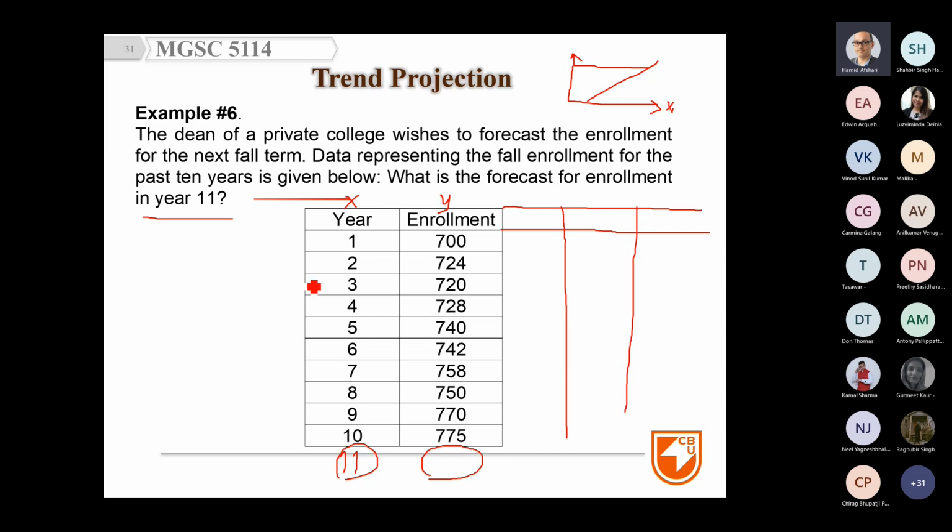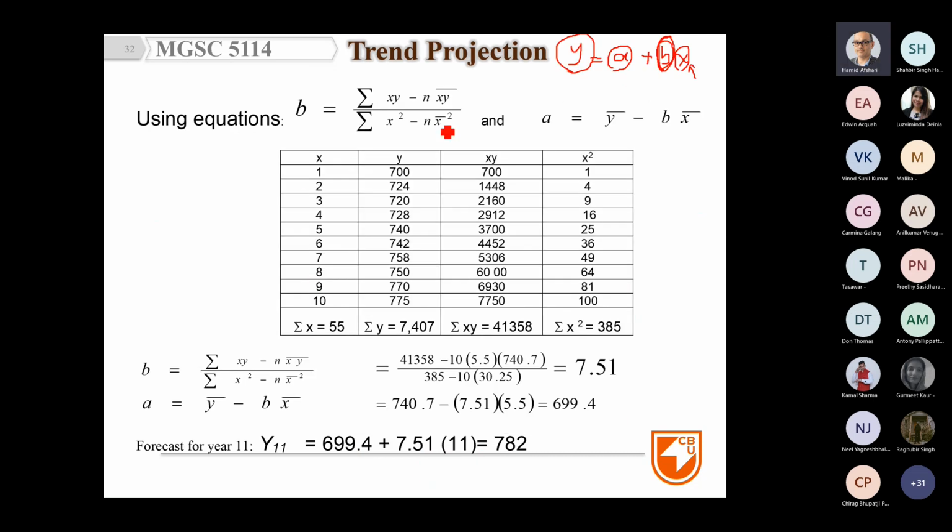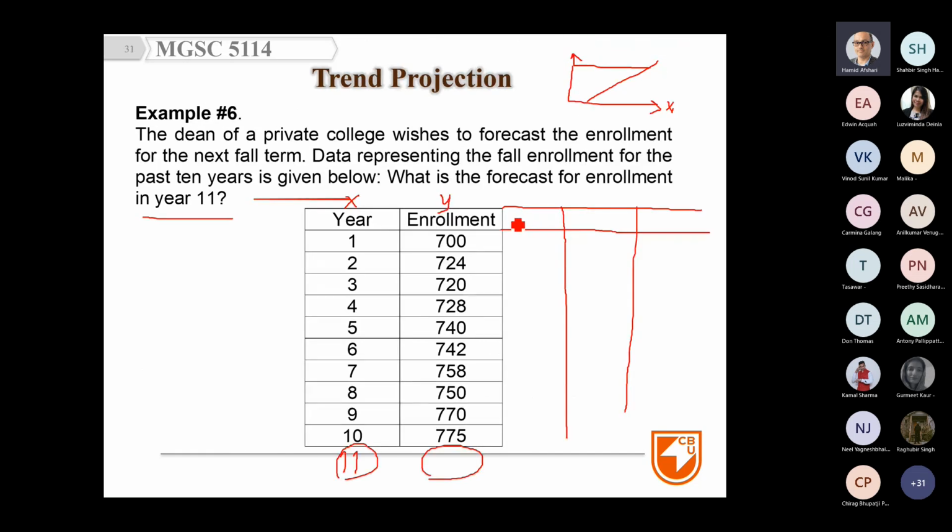The next column that I need to add is X multiply Y. So in this case, it will be 1 multiply 700, which is 700. 2 multiply 724, which will be 1448. 3 multiply 720. So you will write all the numbers, x multiply y.